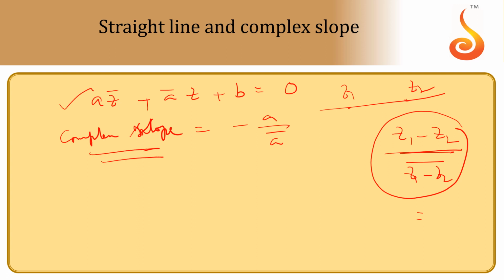This point is called complex slope. When the equation is given, this is the complex slope. When points are given, this is the complex slope. And please remember, if two lines are parallel, complex slopes are equal. If two lines are perpendicular, the sum of the complex slopes will be 0.